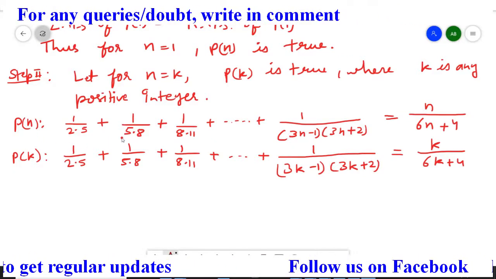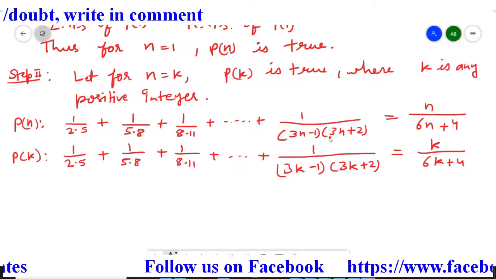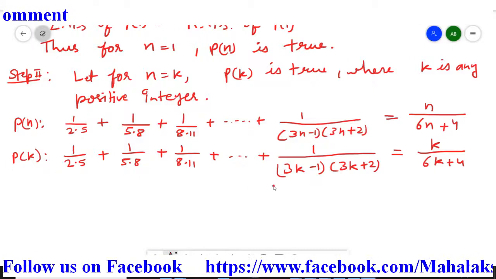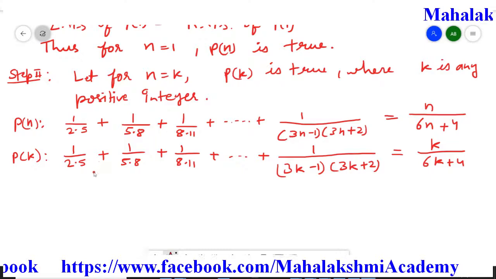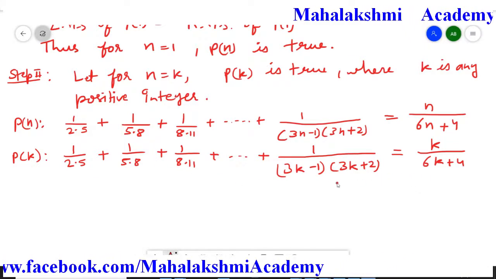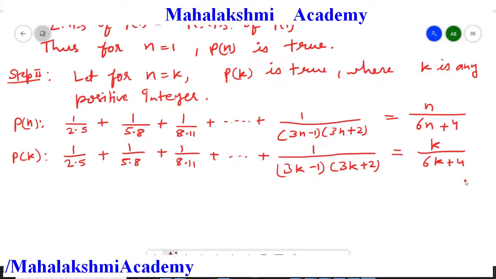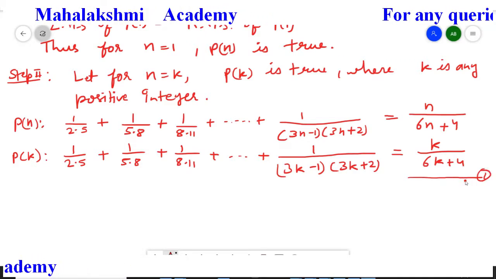First I wrote the question as it is, that is our Pn statement, and wherever n is there I replace the n by k, and we assume that this pk statement is true. We don't have to prove it. Now in step third, with the help of this pk statement, we are going to bring pk plus 1 is true. So first I am going to assume this as equation 1 because I will use it in the third step, that's why. So I am going to assume this as equation 1.